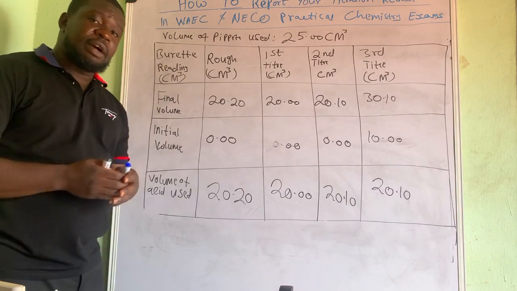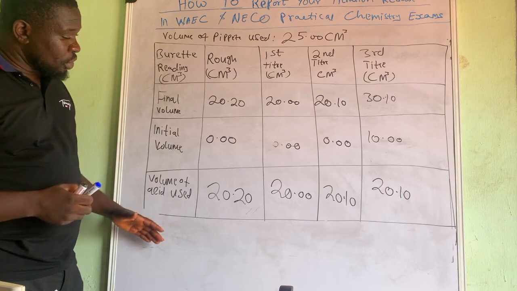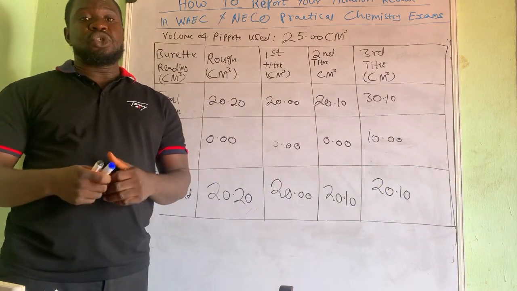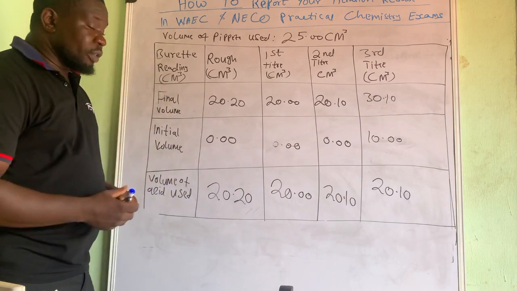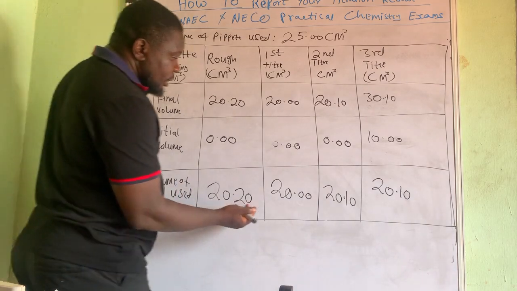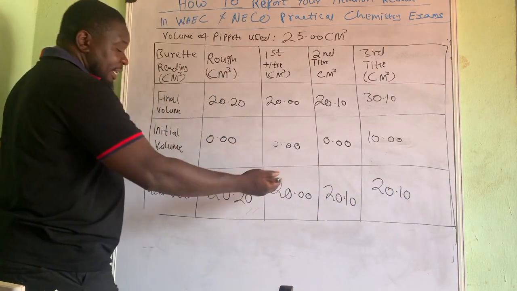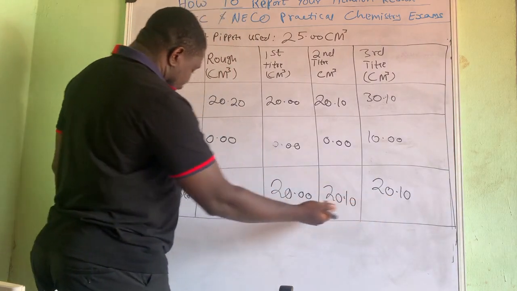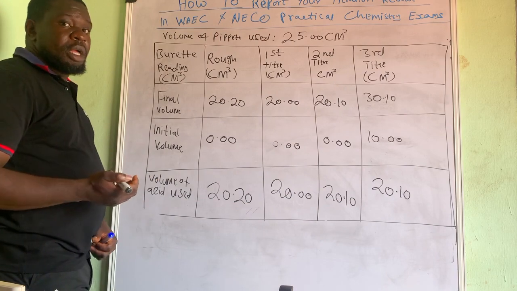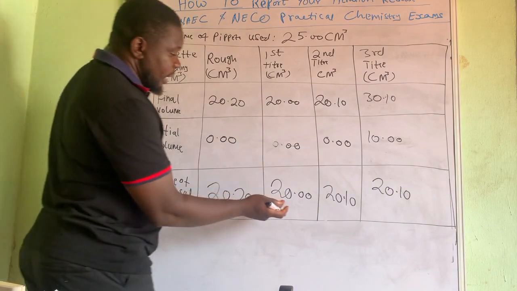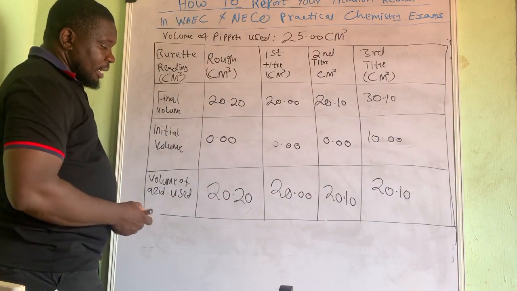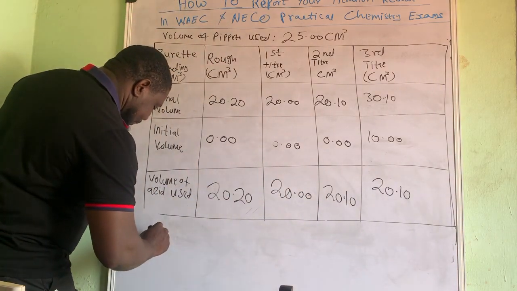So the next thing we'll do is to write your average titer value, and that is what you're going to use for your calculation. So how do you get your average titer value? You get it by adding either 3 or 2 of these volumes of acid used, and then taking the mean, that is dividing by how many they are. Let's say we add these 3 together.